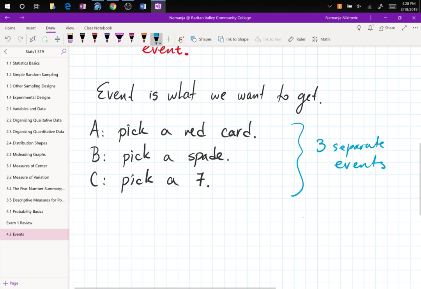Probability for each individual. Today, we want to just make sure that some of these events can work together and some cannot. Pick a red card and pick a spade. Can you pick a card that is a red spade?